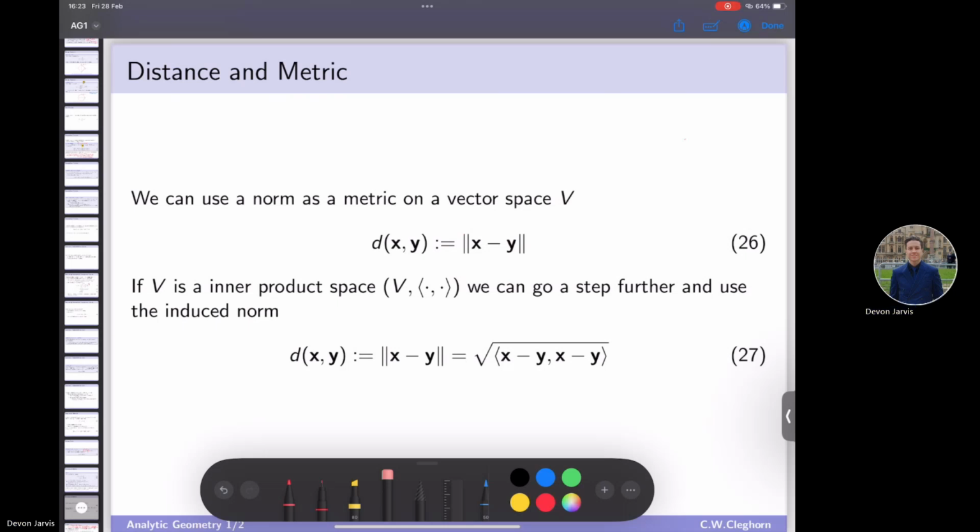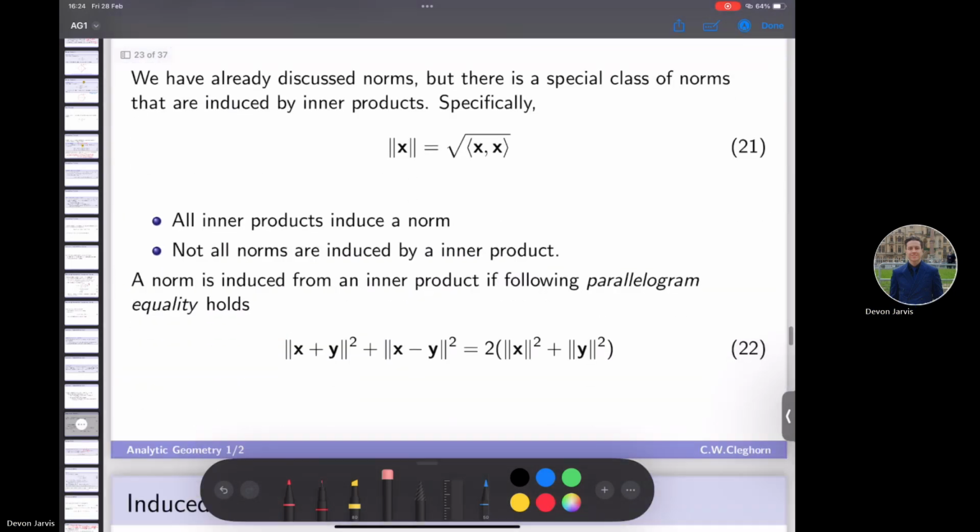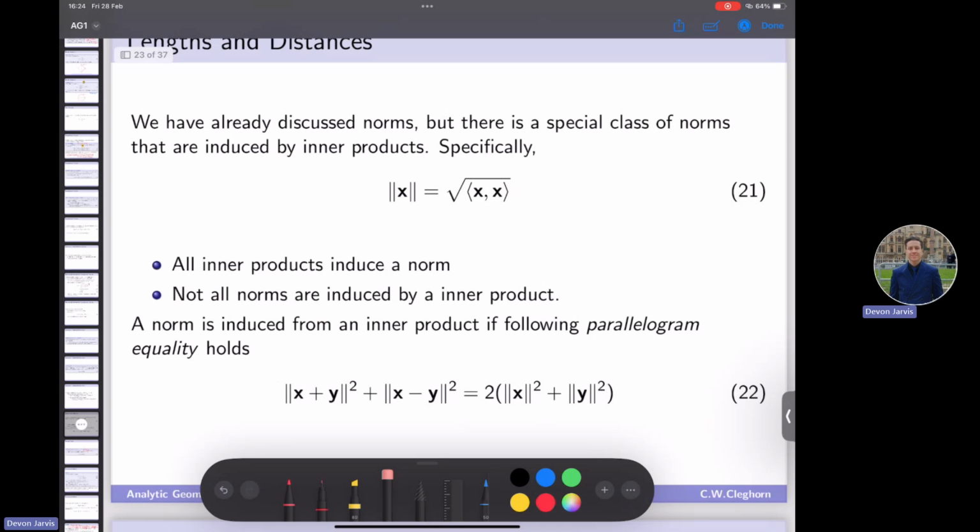Can you say that every inner product space can be reduced to a norm space, and every norm space can be reduced to a vector space? No, that only goes one way, right? So all inner products induce a norm. Yes, exactly.